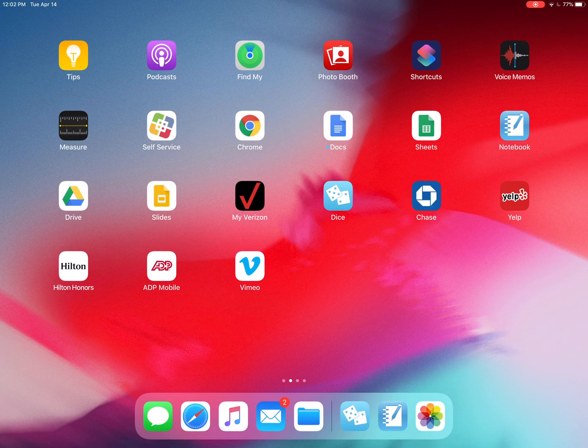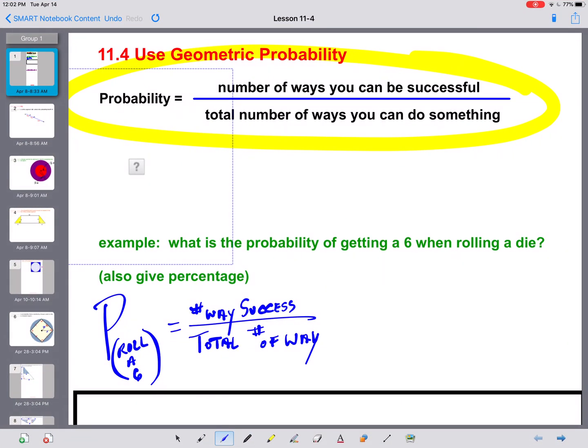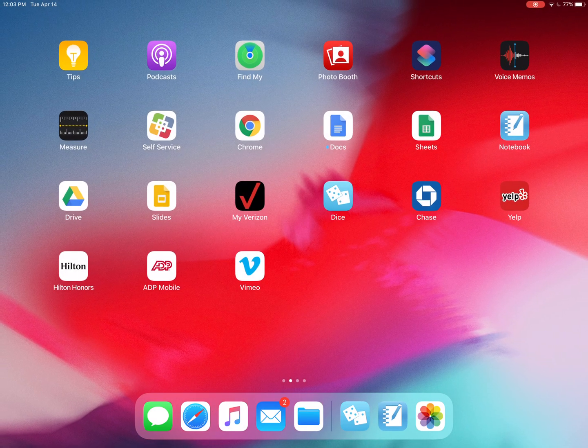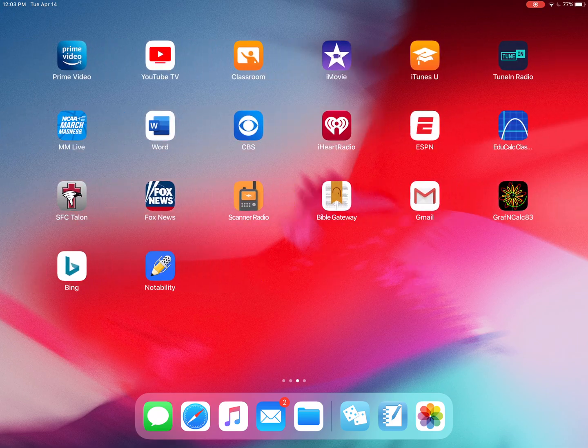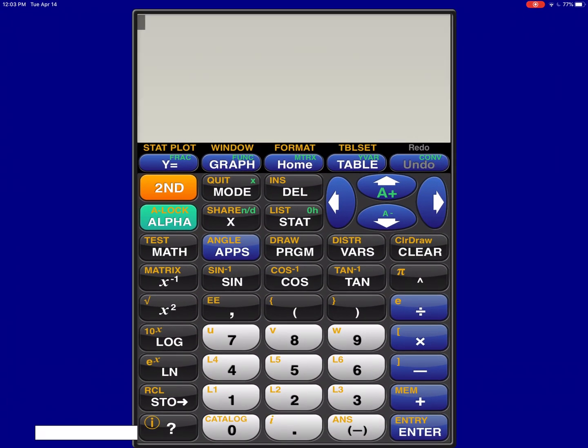Now, take a look back at our formula. What's the number of ways you could be successful to roll a 6? There's only one way because there's only one 6 on a die. How about the total number of ways? There are 6 ways you could get a number. I like to give our answer as a percentage. So 1 divided by 6.